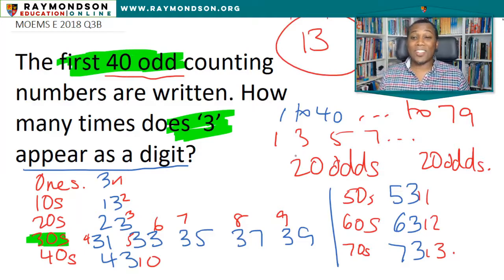The answer is 13. How many times does 3 appear as a digit in the first odd counting numbers? It's 13 times. Why 13? Initially, you'll be counting 12. If the question was how many numbers have the digit 3, there's 12 numbers with the digit 3. But how many times does the 3 appear as a digit? That's different. That's 13. Think carefully about what I'm saying there. How many numbers have the 3? That's 12. But how many times we see the digit? It's 13.